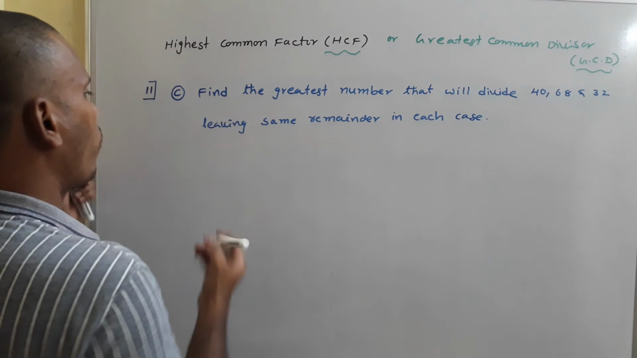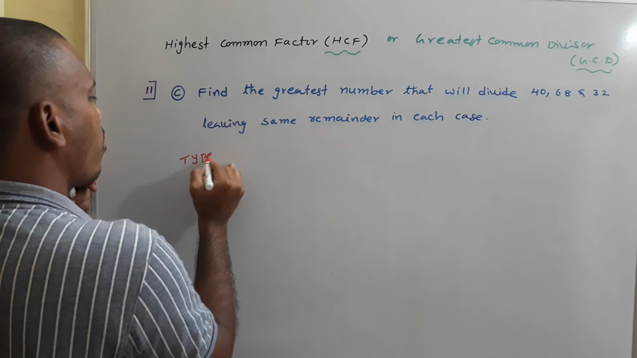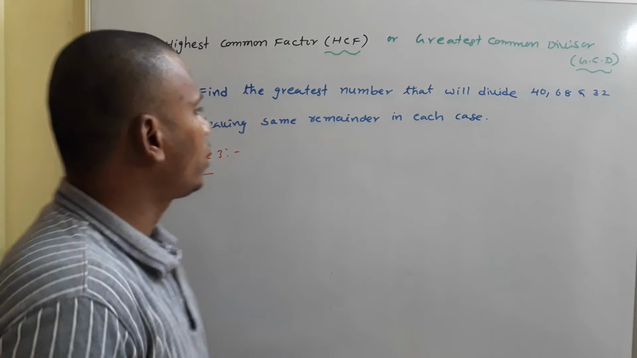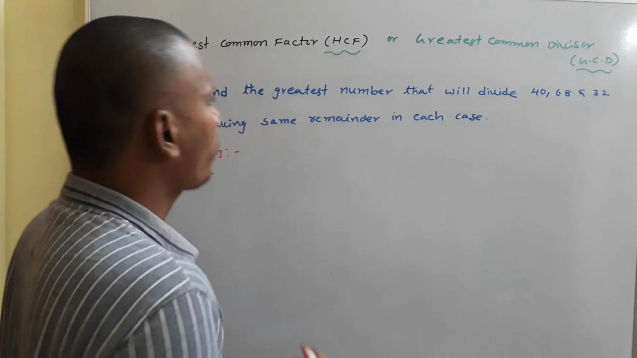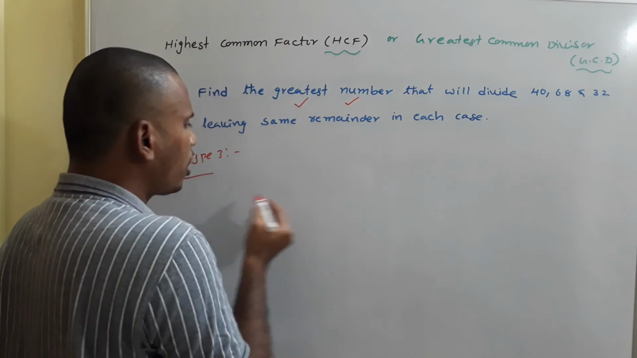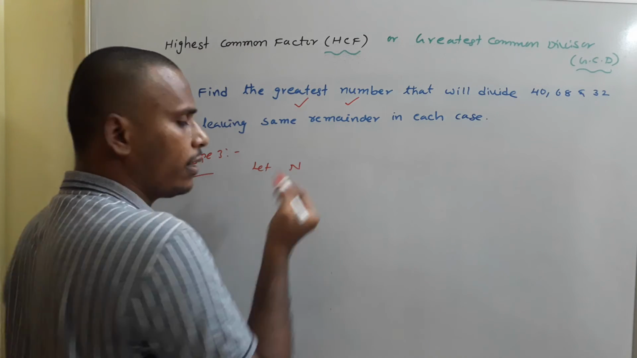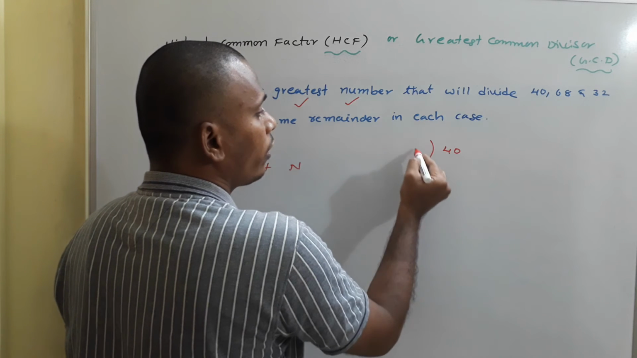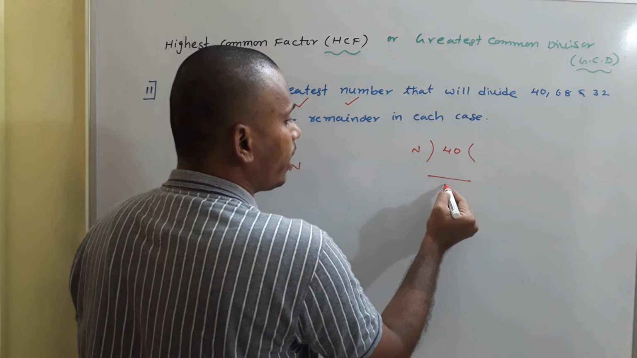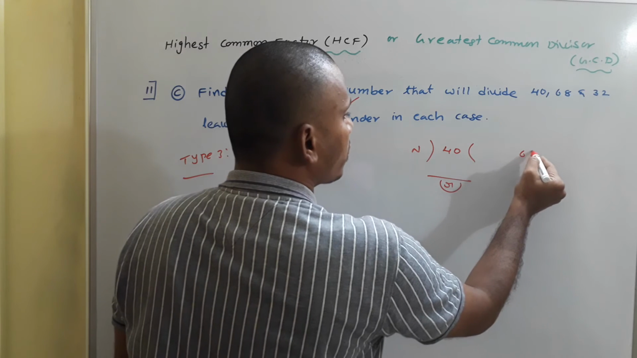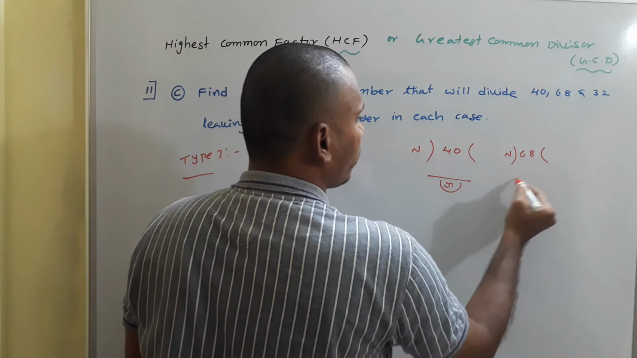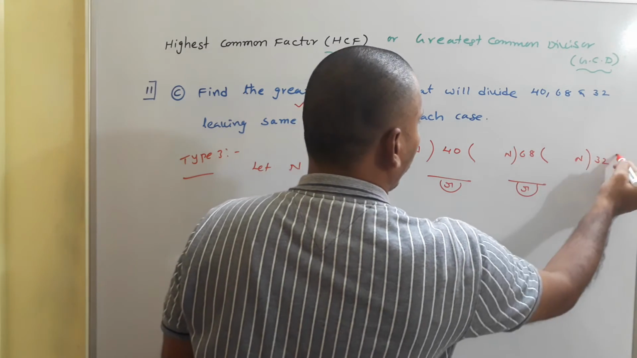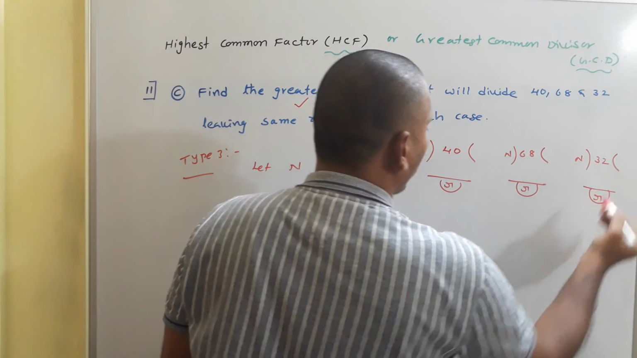Now this is a question of type 3. Find the greatest number that will divide 40, 68 and 32, leaving the same remainder in each case. We need to find the greatest number. Initially, let that greatest number be n. Then as per the problem, when you divide 40 by n, it leaves some remainder r, and when you divide 68 by n, again it leaves remainder r. If you divide 32 by the same n, again it leaves the same remainder r, and that's the question.